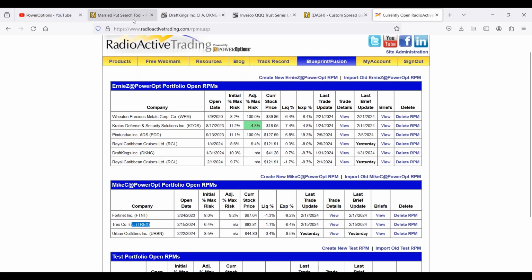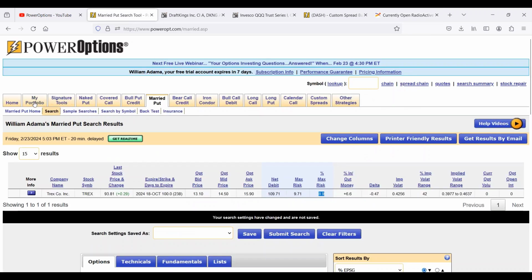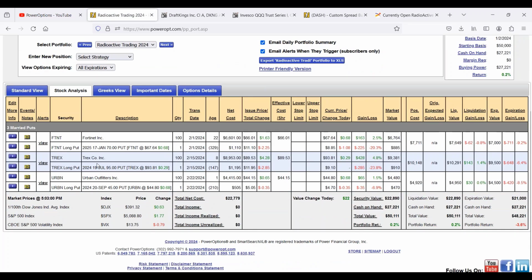So again, this is what I wanted to take a look at. TREX. Oh, I'm sorry. I got this at a really good price. 89.53, it was 90. My apologies. And I have the July 95 put, a little bit shorter term, for that risk of 6.4%. This opened 8 days ago on February 15th.